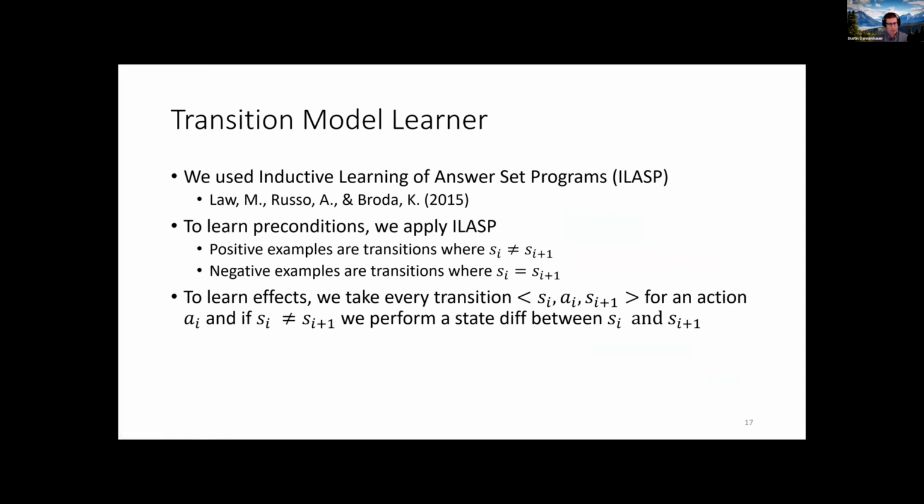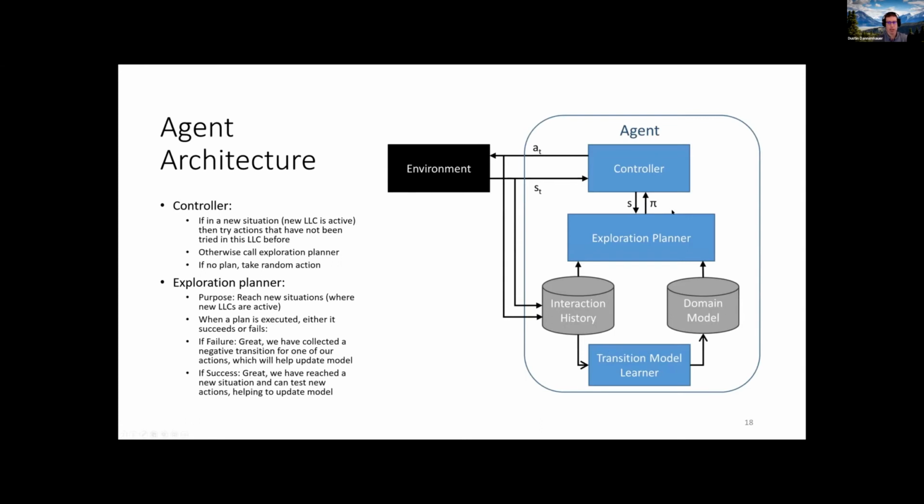To learn preconditions, we use ILASP. What we do is we take these transitions and label them as positive or negative. Positive examples are ones where the state changed, and negative examples, we consider that when an action failed and there's no change in the state. To learn effects, we are just performing a state difference between the previous state and the post state to see what changed.